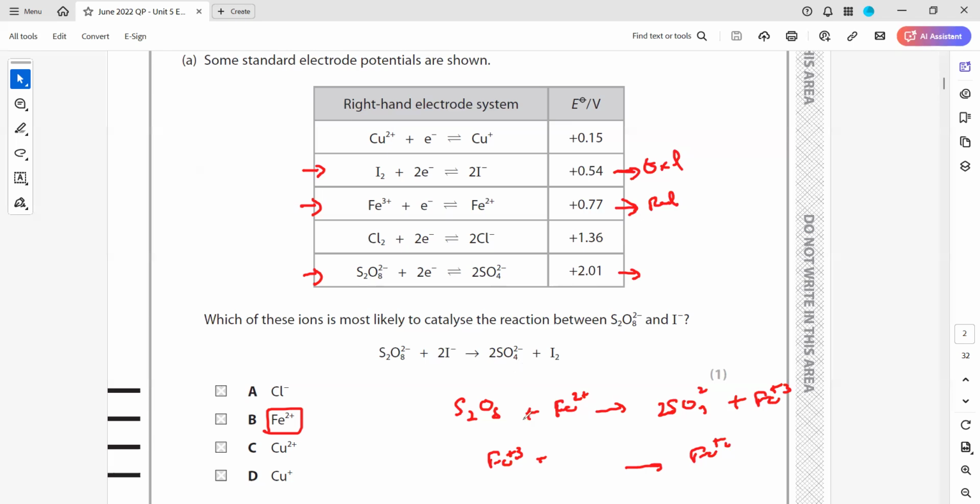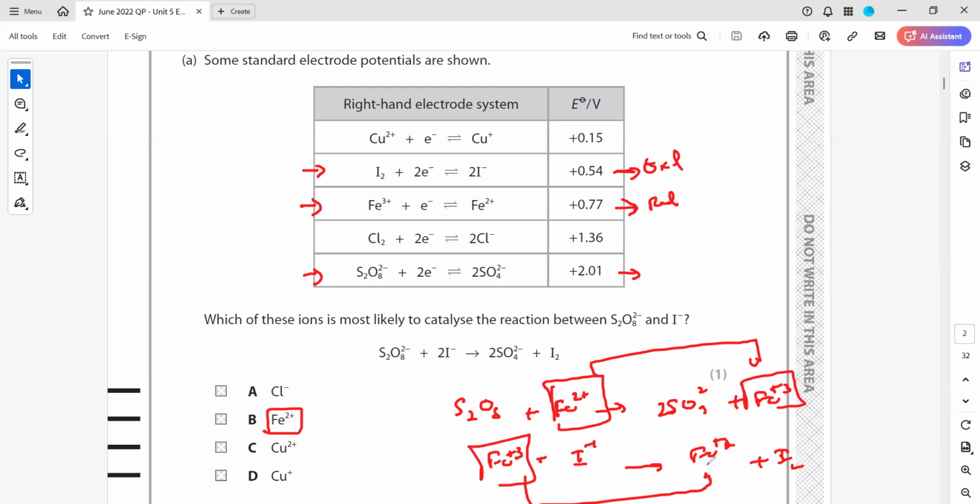Iron 3 is reduced to iron 2, and iodide ion will be oxidized. So iodide ion will turn into an iodine molecule. Because it's a homogeneous catalyst, in the first case it will be oxidized, and in the other case it should be reduced. So first iron 2 will be oxidized to iron 3, and then iron 3 will be reduced to iron 2.